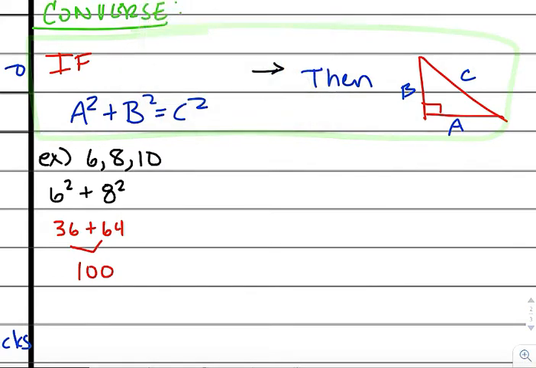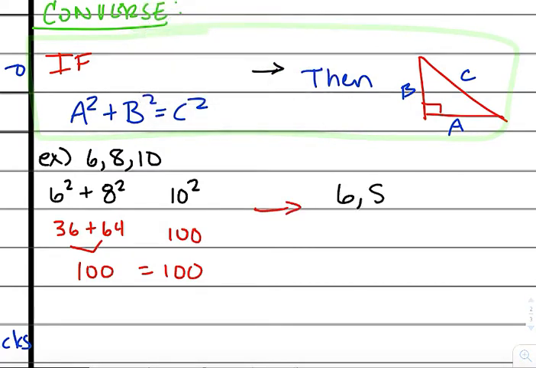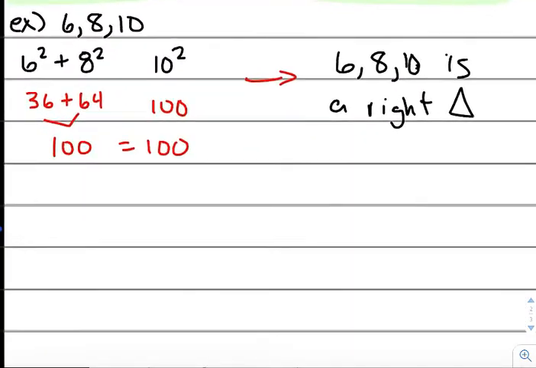And let's say I compare that against 10 squared, which is 10 times 10, 100, and they're the same. That means I'm meeting the first part of the condition, which implies that 6, 8, 10 is a right triangle. Okay, and so we can also use it to test if something's not a right triangle.